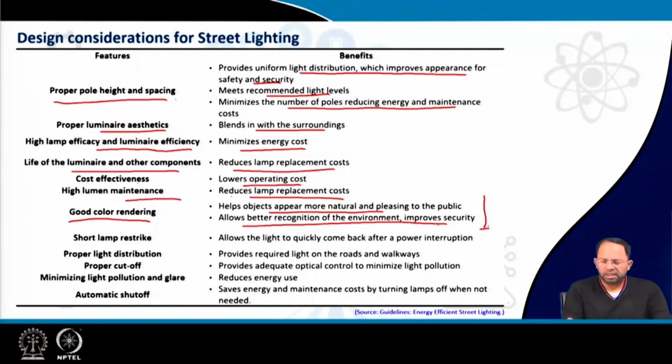So these are more aesthetic aspects. Then short lamp restrike, that means how quickly the light can come back once it goes out after a power interruption. Proper light distribution provides required light on roads and walkways. Proper cutoff, minimizing light pollution and glare. Automatic shut off, so that we can use timers and all these things. So all these different aspects are considered while we design a street lighting system, or design a replacement for a street lighting system with energy efficient equipment.